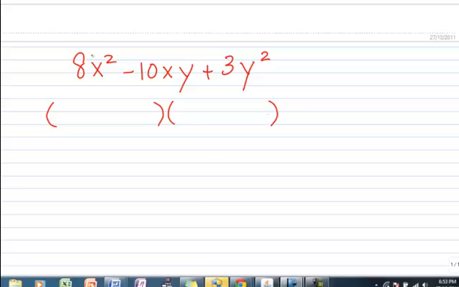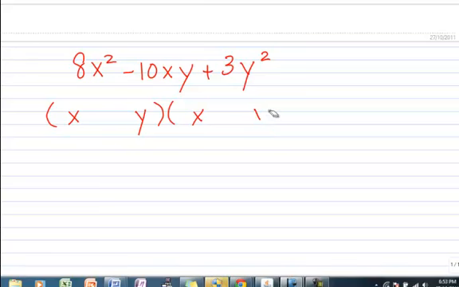x squared means there must be an x in front of the bracket all the time. Then I can use the same logic to say that, since there's y squared, I must have something y at the back of each bracket. So this is what we're aiming for.